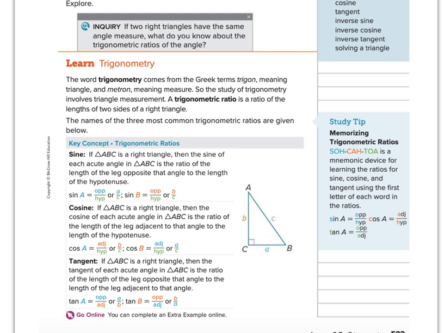So the ratios are all dependent on which angle we are talking about. For example, the sine of angle A is the opposite over the hypotenuse, which would be A over C, or the sine of angle B would be the opposite over the hypotenuse, so its opposite is little b over C, the hypotenuse. So these ratios will depend on which angle perspective we are looking from. The sine of some angle measurement is going to be the opposite side over the hypotenuse.